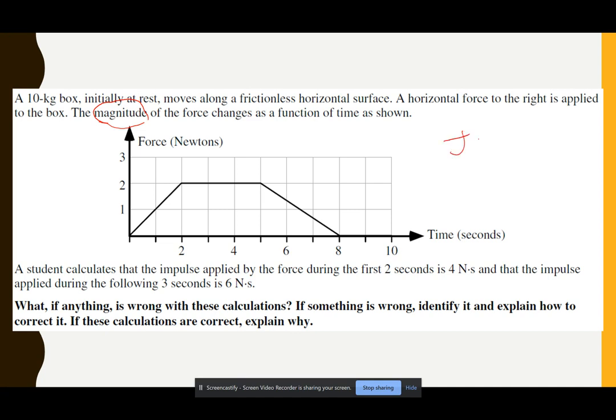So remember, your impulse is force times time, okay? So force times time.